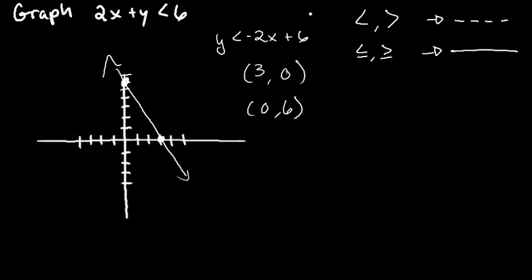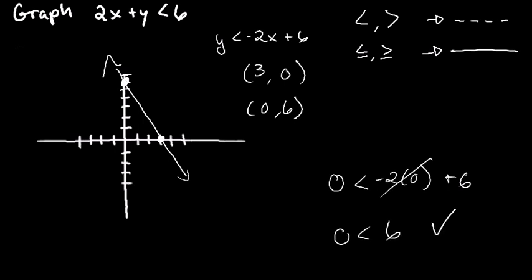And it says that y is less than this. So just to make sure, I'll go ahead and plug in 0, 0 as a test point, in case I don't know. So if I put in 0, 0, that drops out. 0 is less than 6, so this works out. So wherever 0, 0 is, I need to be shading that side of my graph.